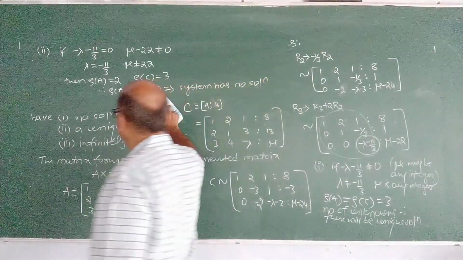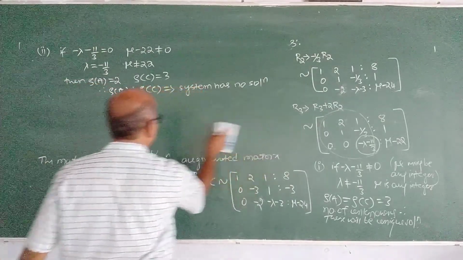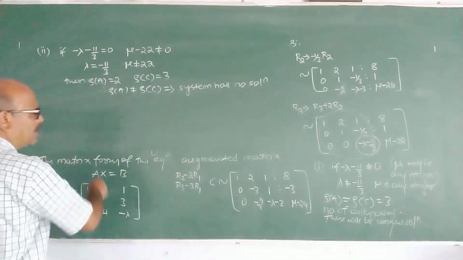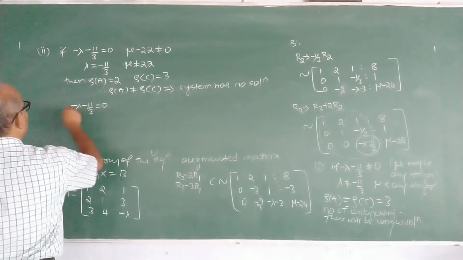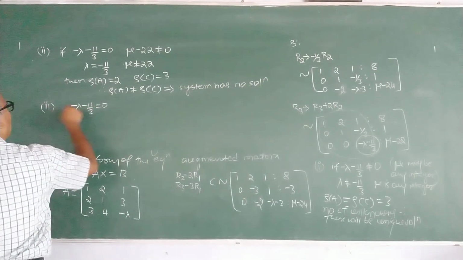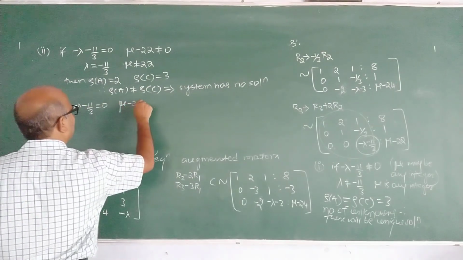Now one case is left. The next case is, what is that case? Minus lambda minus 11 by 3 is equal to 0. Third case. And mu minus 22 is also 0.